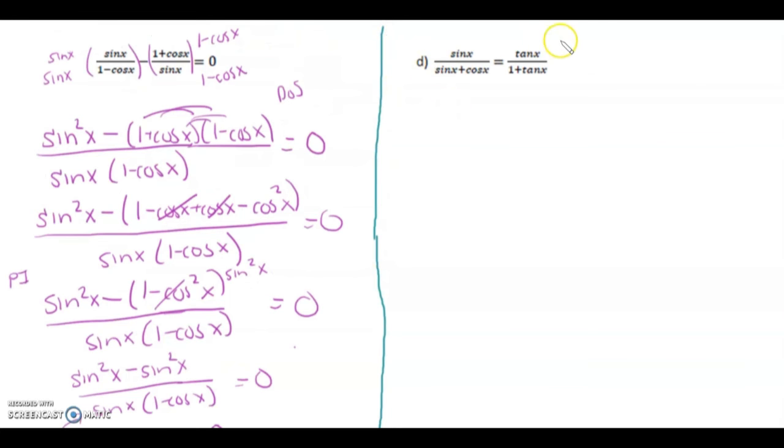Now, D. Sine x over sine x plus cos x equals tan x over 1 plus tan x. So I'm going to just manipulate the right-hand side first, okay? So I'm going to rewrite tan x as sine x over cos x. I'm not going to write it over top because I don't want a fraction over a fraction. So I'm going to write it divided by, okay? But we got to keep this in brackets because it's like the denominator. So it's divided by 1 plus sine x over cos x, right? 1 plus tan.